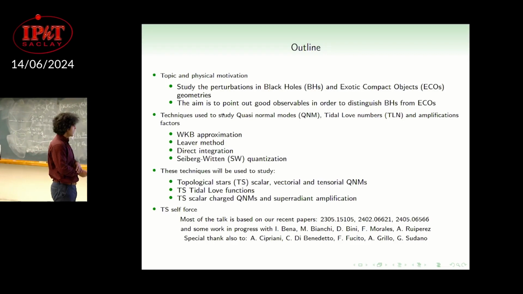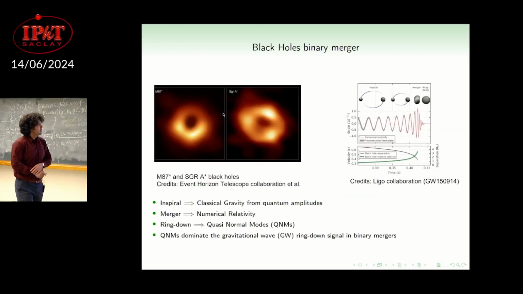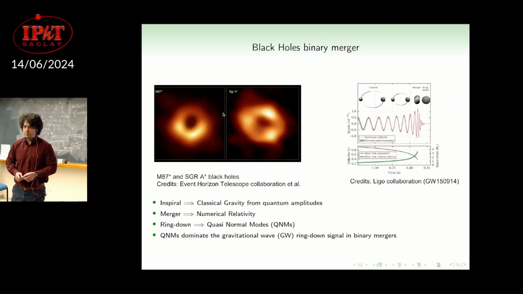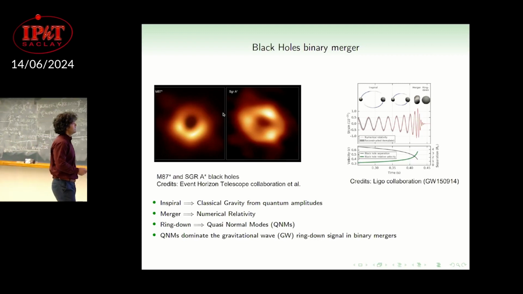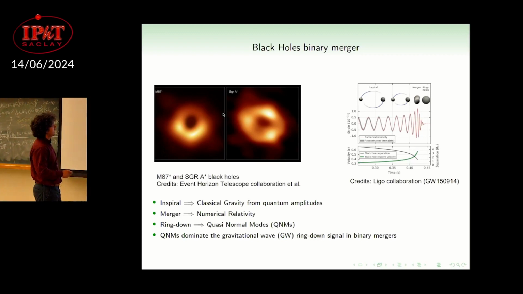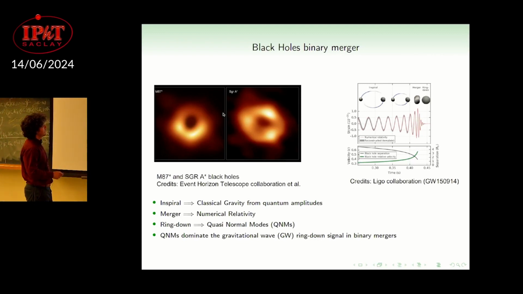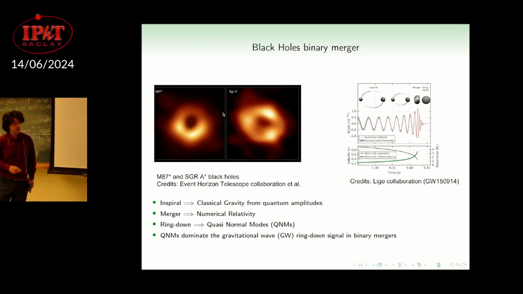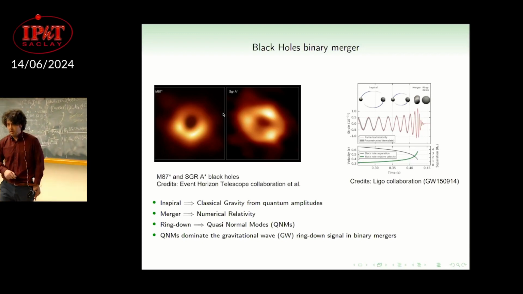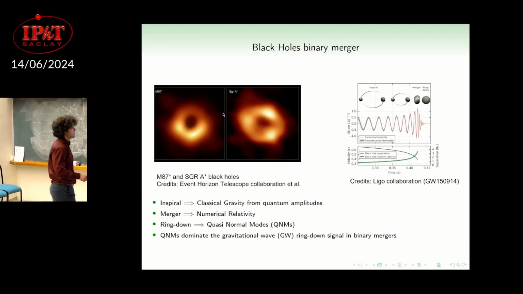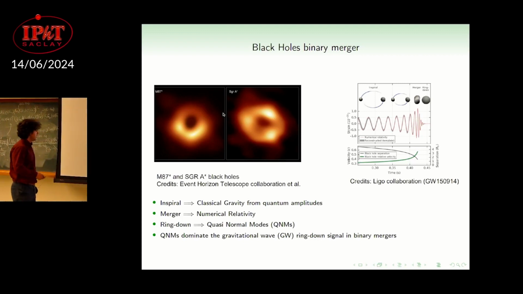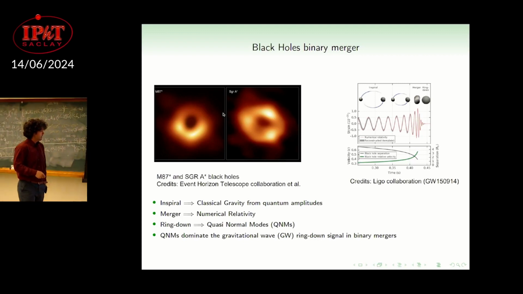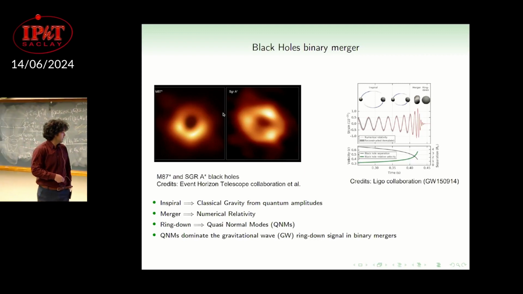Probably this slide is not very useful because you have probably already seen it. As Francisco said, I will focus especially on the last phase of the black hole merging, the ringdown phase. The ringdown phase is characterized by the emission of gravitational waves, and the signal of gravitational waves is dominated by the quasi-normal modes.